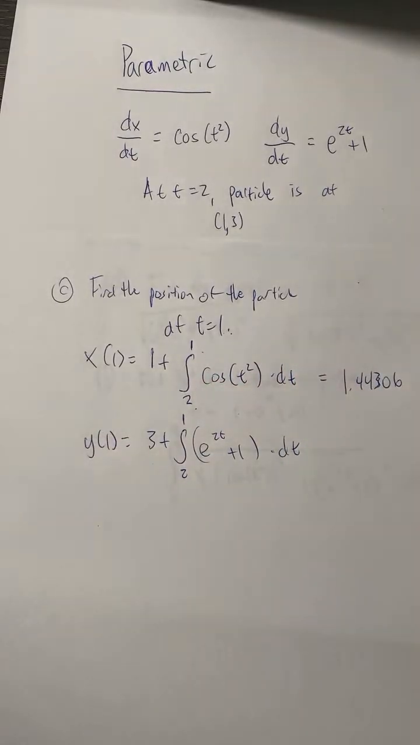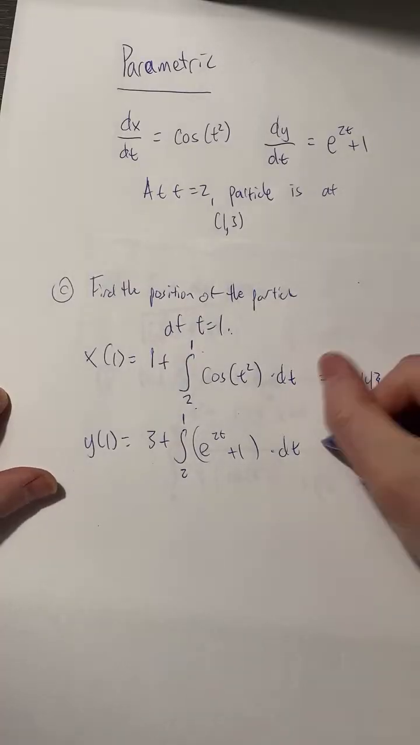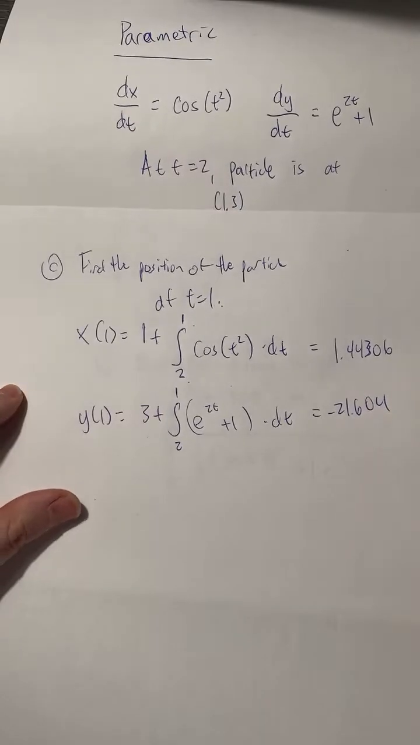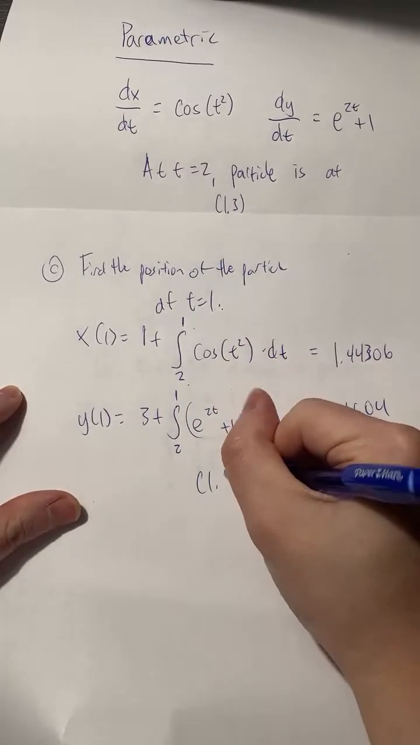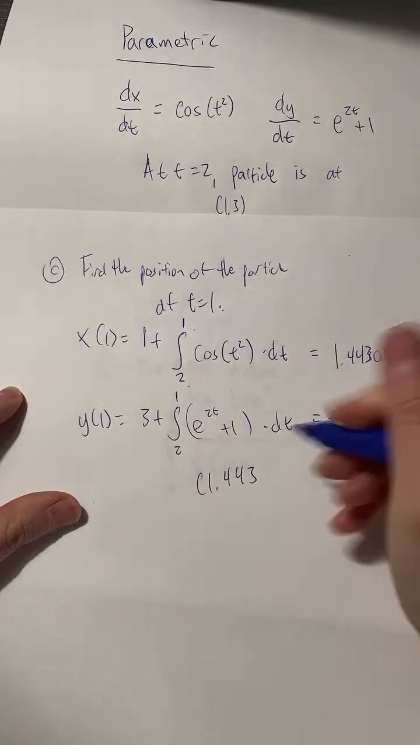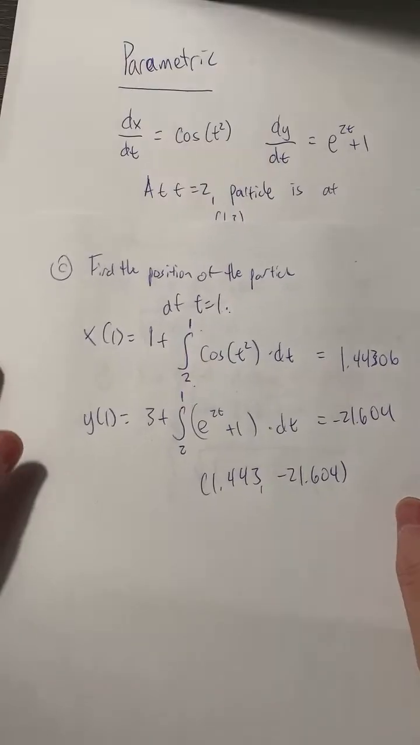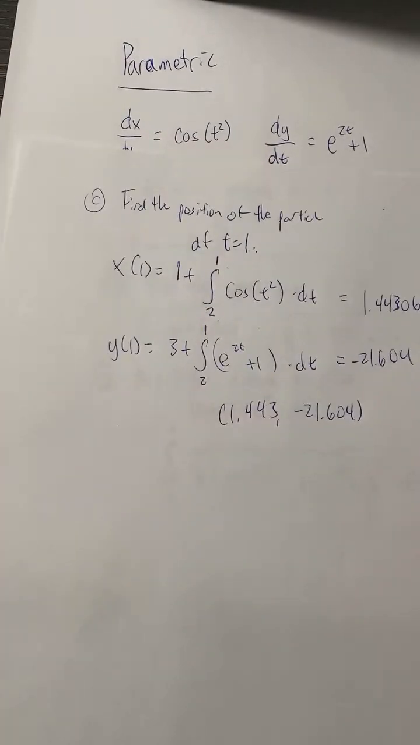So let's quickly do that. 3 plus the integral of e to the 2t plus 1, e to the 2t. And that is supposedly negative 21.604. So our final answer here is 1.443, because we're rounding to 3 places after the decimal, negative 21.604. Let me know if you have any questions on that. That's the big question. That's the 3-point question, or even the 4-point question on these FRQs, so it's nice to get.